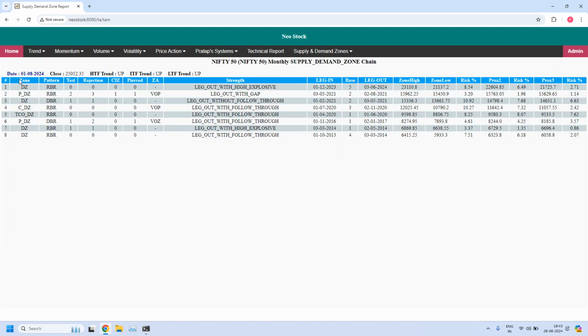Always remember, in this zone column you can find the high liquidity zones. And the pierced column is very, very important. If the pierced value is not 0, the zone is pierced. And also the trend: whichever time frame you select, that time frame trend you can find as the LTF trend. And one time frame higher is ITF, and one more time frame higher is HTF. In this example, monthly trend is uptrend, quarterly trend is uptrend, and yearly trend is uptrend. That way you have to understand the rest of the reports.